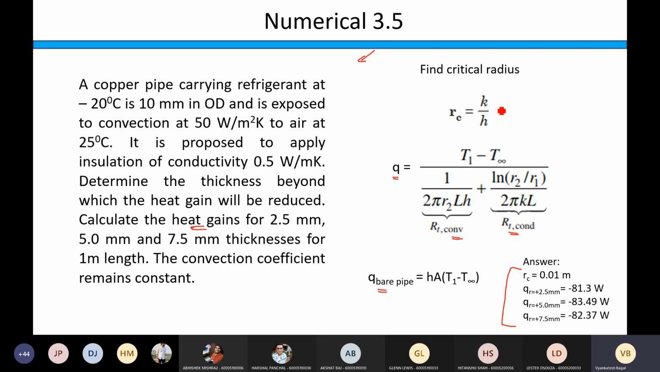So the critical radius is K by H. What is K? 0.5. And what is H? 50. We are getting the same answer, so 0.01 meter you are getting, right? Now remember, this K is of the insulation, and not the K of the copper pipe. Do you understand this or not?